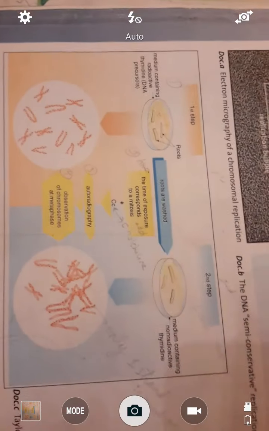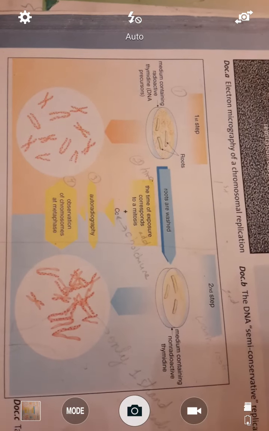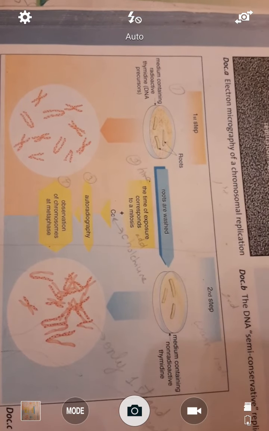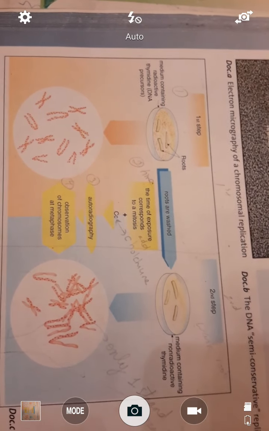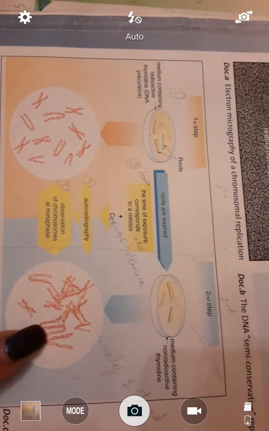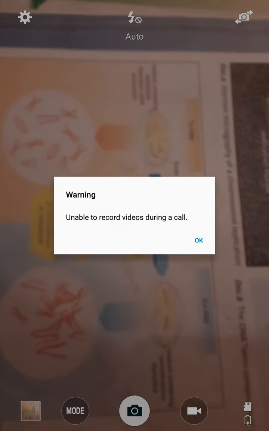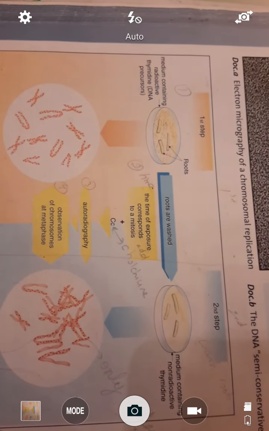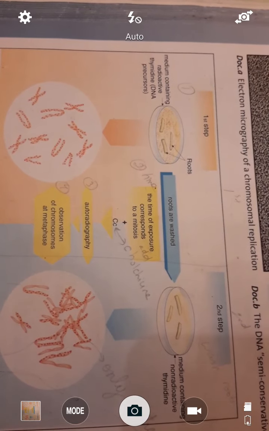in the second step, we have washed the DNA. We didn't put radioactive thymidine. So what happened? Here we have the chromosomes. Half of them labeled, half of them not labeled. Why? Because during the second mitosis, DNA replication is semi-conservative. Not all the DNA is labeled. Half of them labeled, half of them not labeled because there are old strands and new strands.